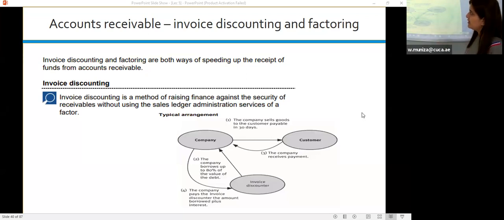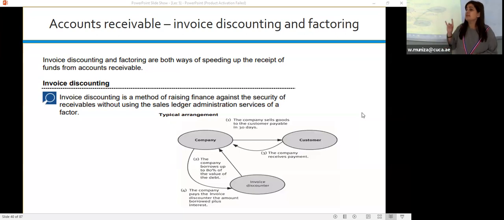Invoice discounting. Invoice discounting is a method of raising finance against the security of receivables without using the sales ledger administration service of a factor. So in invoice discounting, we raise the finance against the security of the receivables. We tell the discounter that we have this much receivables balance in our account. Take it as a security, like we give other assets, and give us the amount. So this is the discounting procedure.